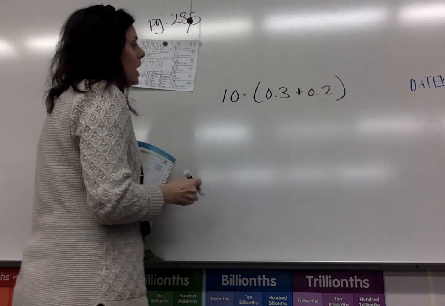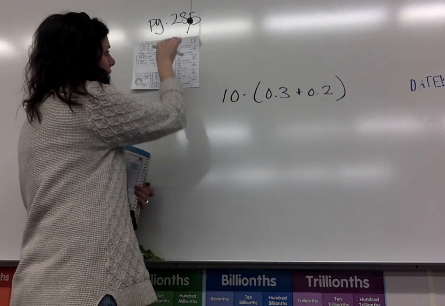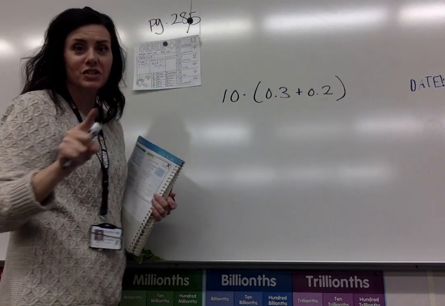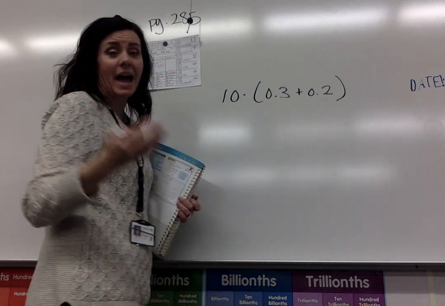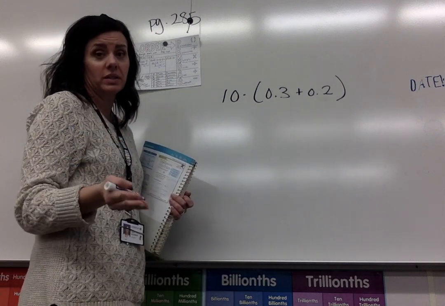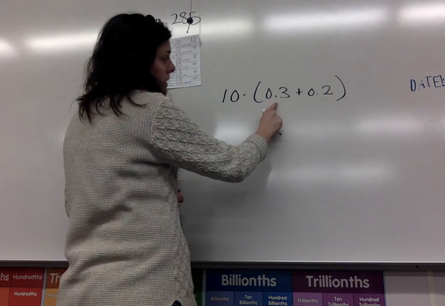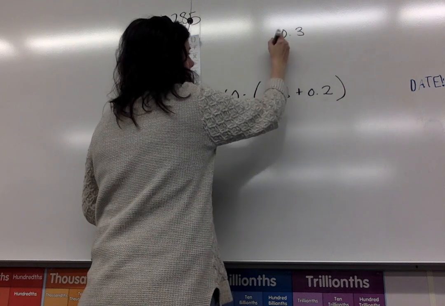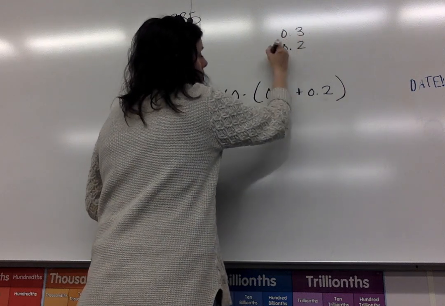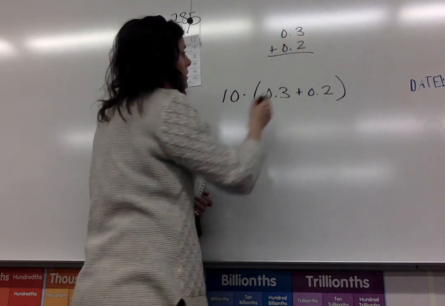All right, so looking at my chart, I know parentheses comes first, and I do see parentheses right here. So that means I have to do what's inside the parentheses first. I have 3 tenths plus 2 tenths. So I'm going to just write this right here. If I don't know off the top of my head, I can figure it out.